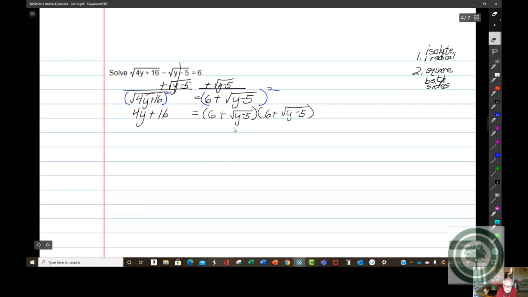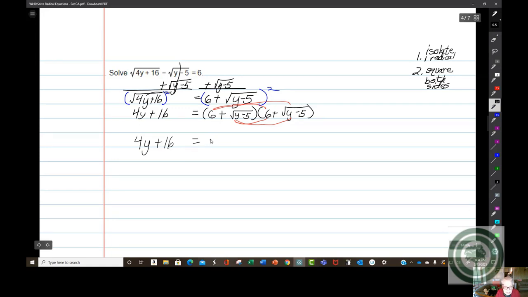I want to shorten that so I don't have to skip a line. So over here, I'm going to say 6 times 6, 6 times the square root of y minus 5, plus the square root of y minus 5 times 6, and plus the square root of y minus 5 times plus the square root of y minus 5. I'm still going to have to skip a line anyway. That's life. So 4y plus 16 equals, here we go, take a deep breath and go one step at a time.